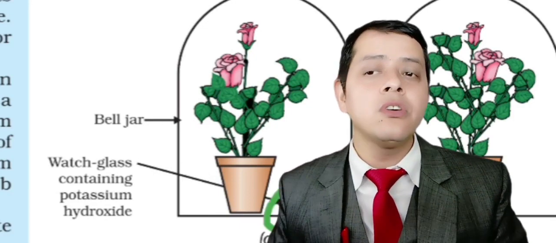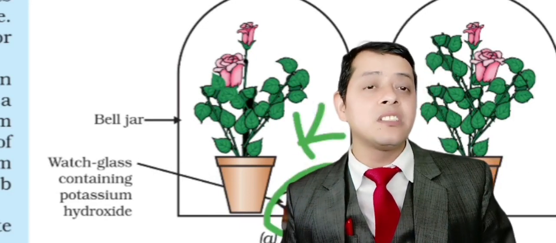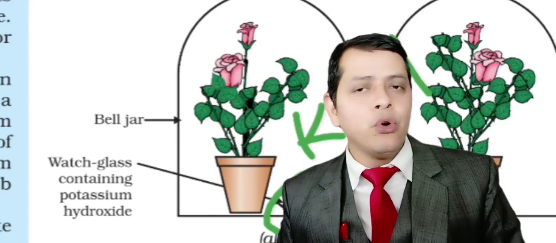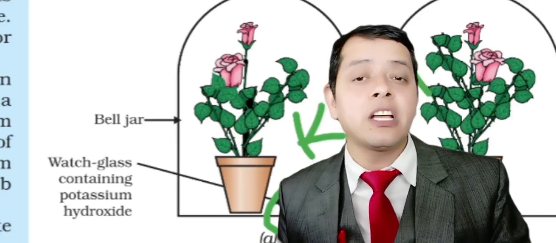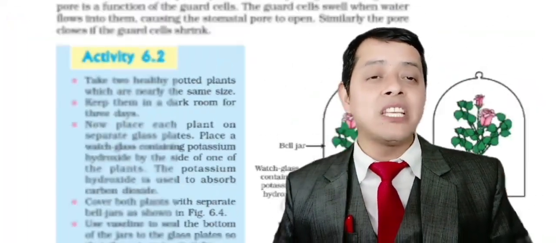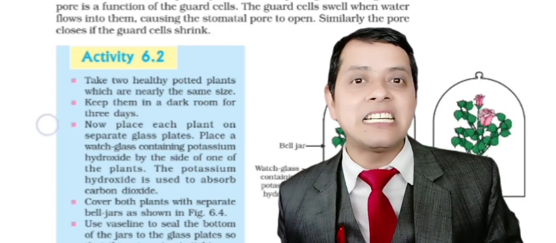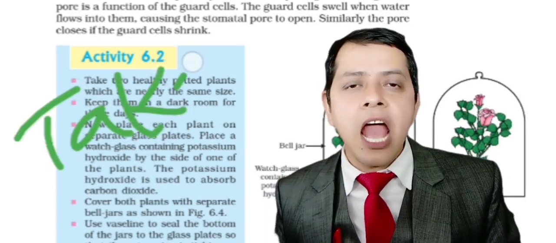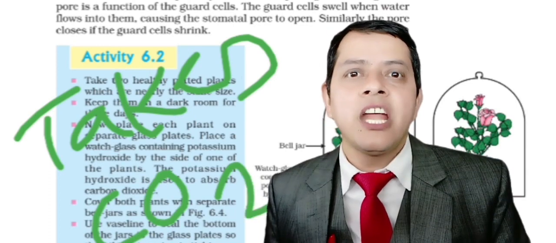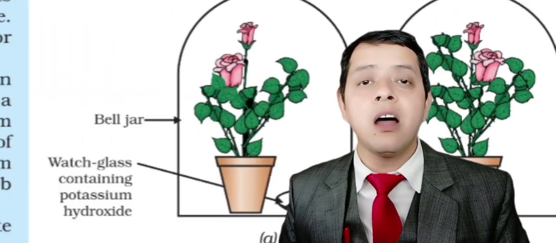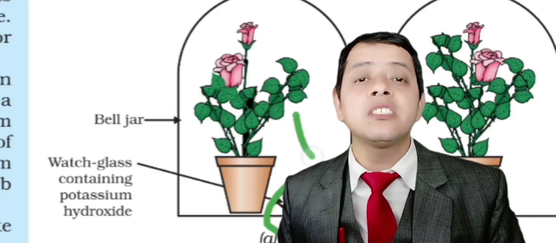Here, this is also for testing whether the photosynthesis is happening or not. What we do is we put our plant with the KOH. When we are putting the plant with the KOH, carbon dioxide is absorbed. It reacts with the carbon dioxide. When it reacts with the carbon dioxide, what happens? There is no carbon dioxide inside the bell jar. When there is no carbon dioxide inside the bell jar, what will happen? There is no photosynthesis.